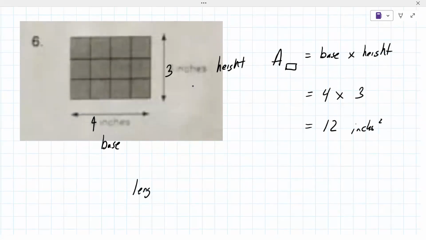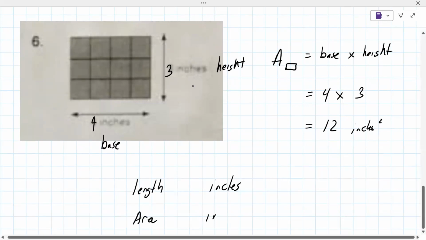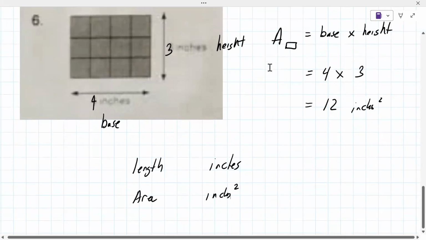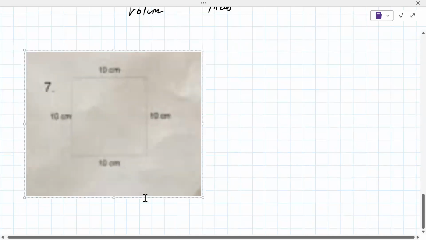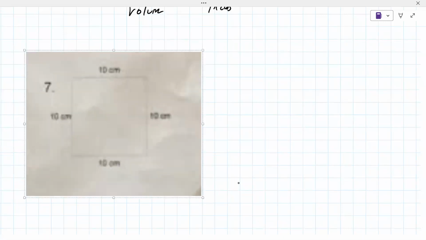Okay, so a length is like in inches. An area is inches squared. The volume, which you have not seen yet, is inches cubed. All right, so why don't you find the area of the next one, please, number 7. 100 centimeters squared. Yes. And the units are just as important as everything else.